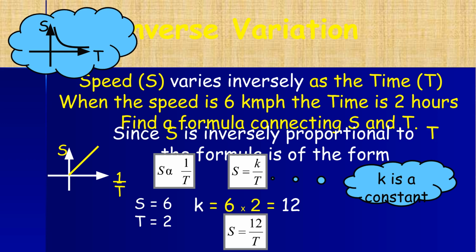Speed s varies inversely as the time t. When speed is 6 km/h, time is 2 hours. Find a formula connecting s and t. Since s is inversely proportional to t, s equals k over t. Substituting the values gives 6 equals k over 2, so k equals 12. The formula is s equals 12 over t.